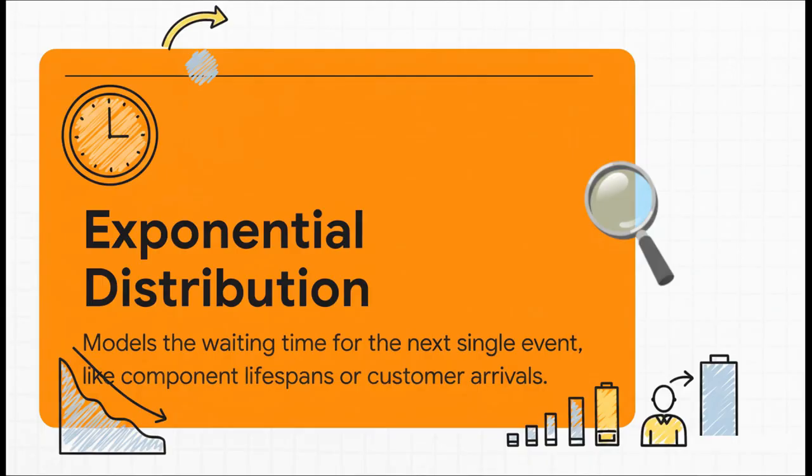So if your goal is to model the time until the next event happens, like say the lifespan of a light bulb or the time until the next customer walks in the door, the exponential distribution is the tool for the job. It's all about modeling that waiting time for a single occurrence.